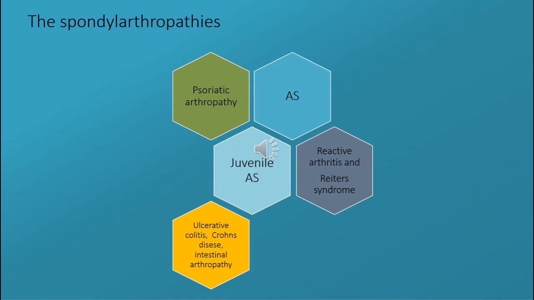It also includes things like psoriatic arthropathy, a kind of psoriasis. You can get a juvenile form of AS. You can get a reactive arthritis or Reiter's syndrome, which can occur after an infection or actually be a sexually transmitted form of arthritis. And there's also a link to bowel disorders. There's quite a strong correlation between the gut and joints. So people with ulcerative colitis or Crohn's disease can also sometimes have a very similar condition in the spine.